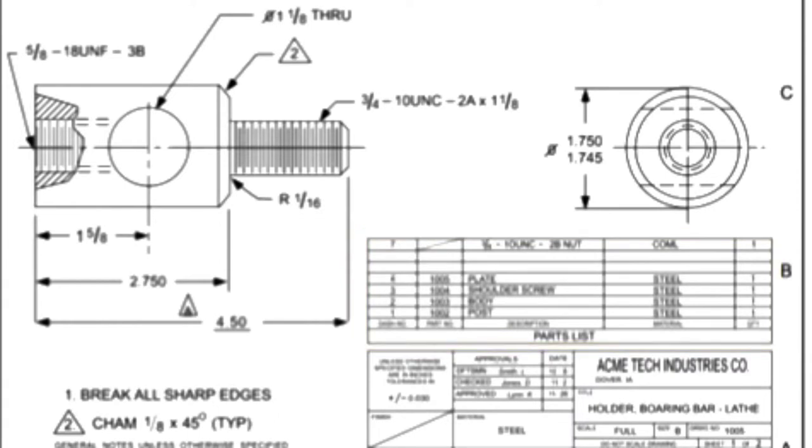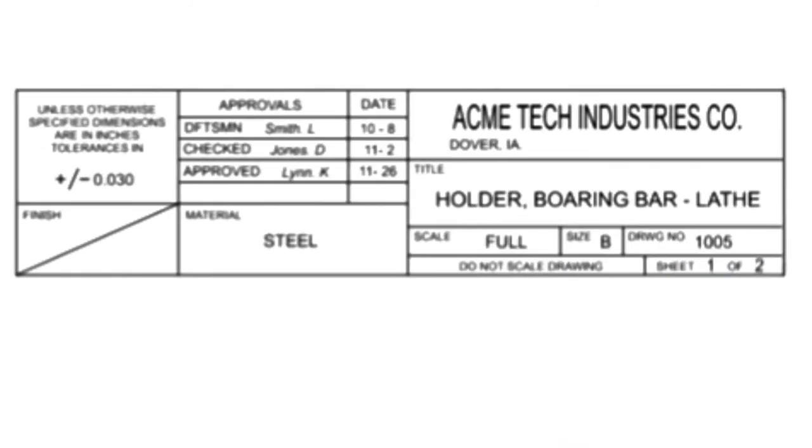The first place to look for information about a blueprint is on its title block. Most title blocks are located in the lower right-hand corner of the drawing. Although the title block information can vary by company, certain information is basic. The title block, at a minimum, contains a company's name and usually includes its logo and address.